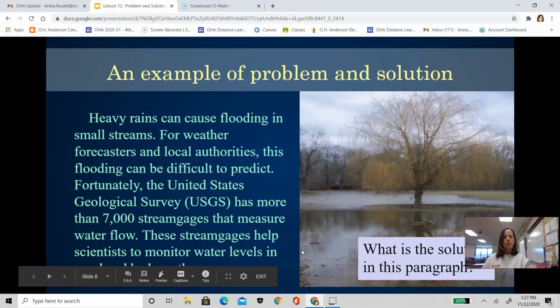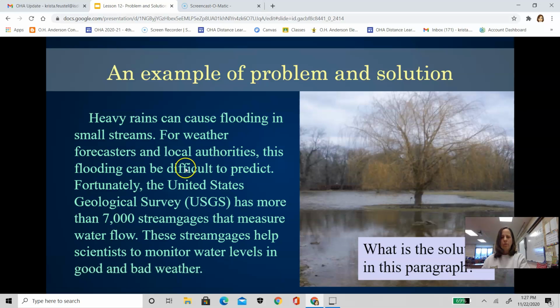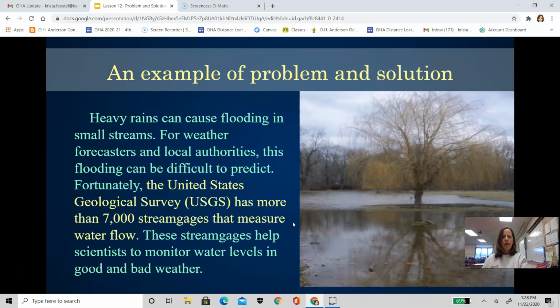So what would be the solution? It looks like fortunately might be a key word in there, like an answer to the difficult or the problem. So I would say it's these stream gauges that help measure water flow. Aha! So the solution is the United States Geological Survey has more than 7,000 stream gauges that measure water flow. So the problem is the predicting, and the solution is the stream gauges that help measure the water flow.